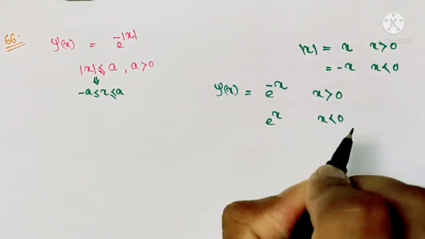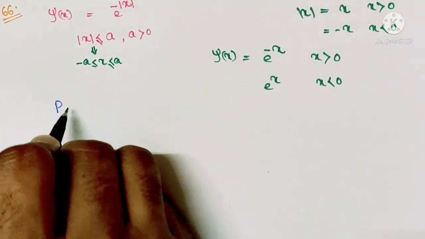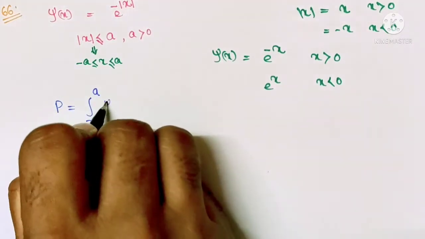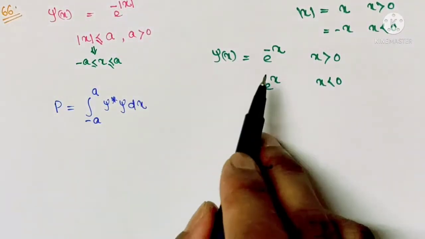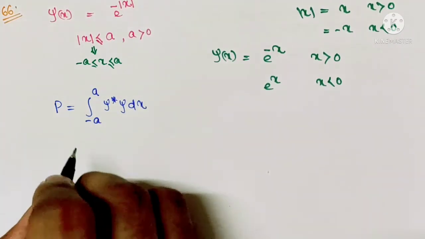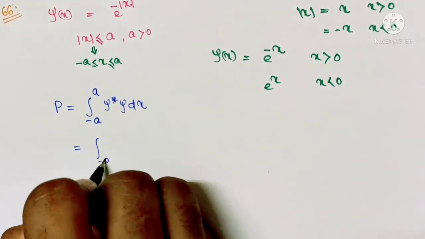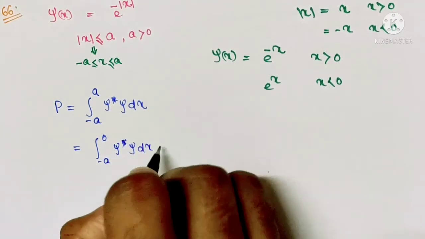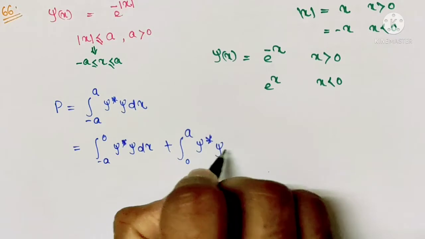Now the probability, that is between minus a to a, of psi star psi dx. As it is a real wave function, psi star and psi will be equal. So now this can be broken as minus a to 0 psi star psi dx plus 0 to a psi star psi dx.